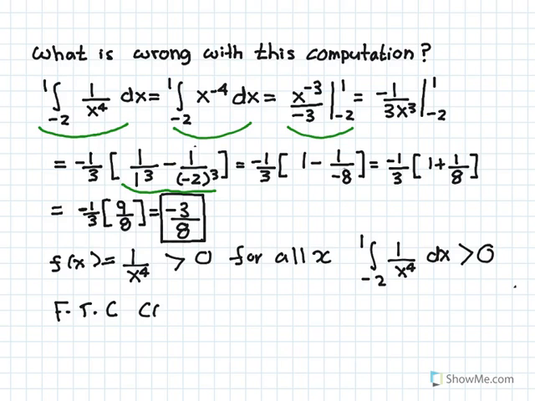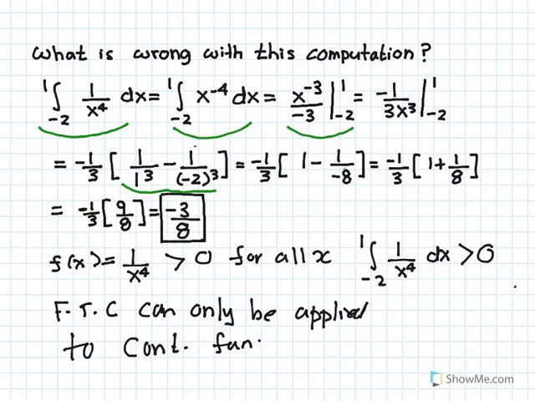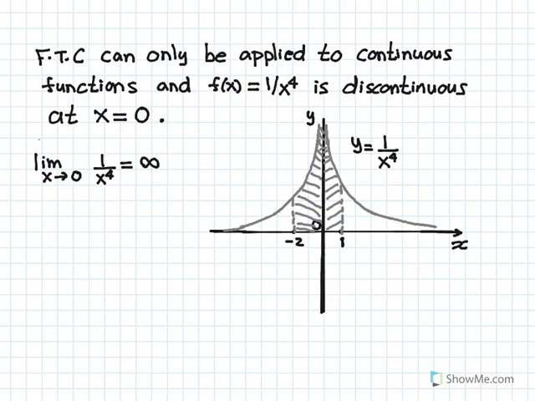So FTC can only be applied to continuous functions. Let's illustrate with a diagram. You can see that the graph of 1 over x^4 has a vertical asymptote at x equals 0. Namely, the limit as x approaches 0 of 1 over x^4 is infinity. So this function is discontinuous at x equals 0. We can't apply the fundamental theorem of calculus. All right, thanks.